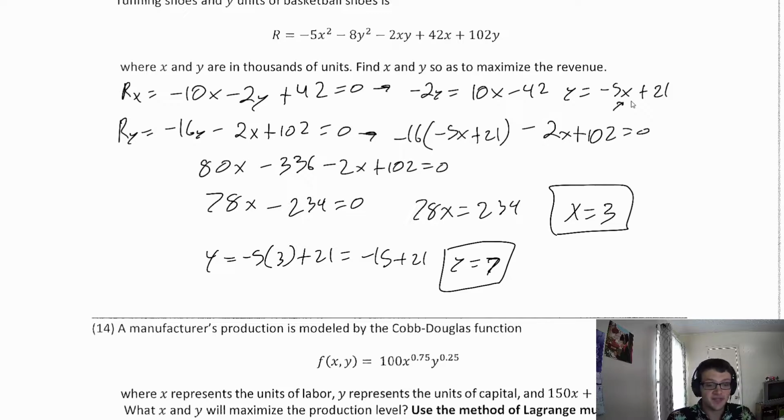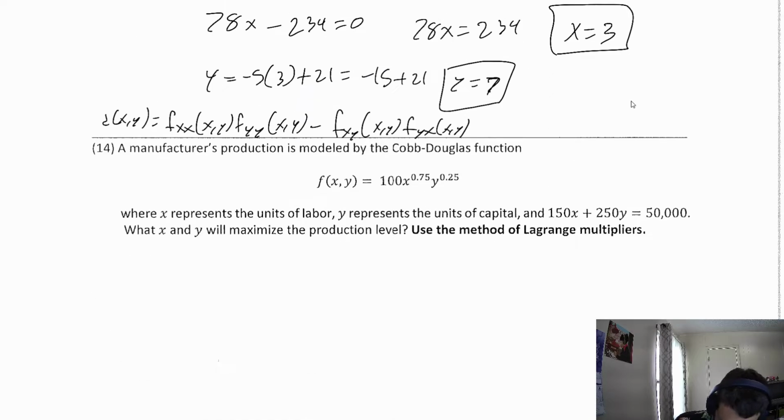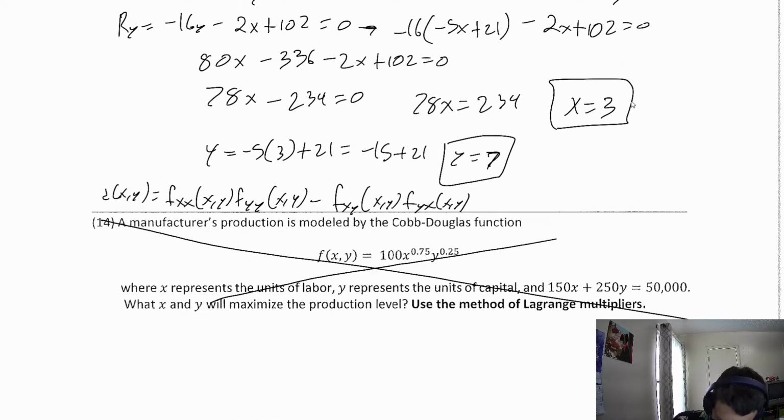How do we determine if something is a maximum or a minimum? We have to plug it into this D thing. D of x, y is f_xx of x, y times f_yy of x, y minus f_xy of x, y times f_yx of x, y. So we have this thing here. Let's find our second partials.